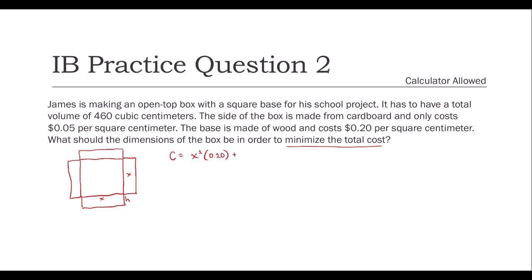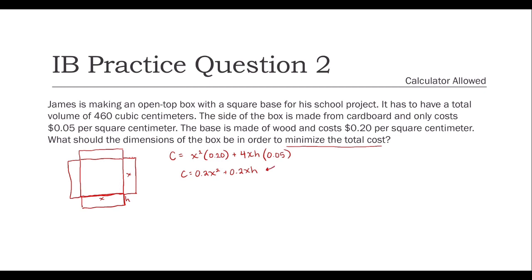Plus, we'll have the cost for each of the sides. So each side will be h times x, and there's 4 of them. So 4xh times the price for the sides, which would be $0.05 per square centimeter. So 0.05. So our cost equals 0.2x squared plus 0.2xh. So now we have our cost as a function of x and h.